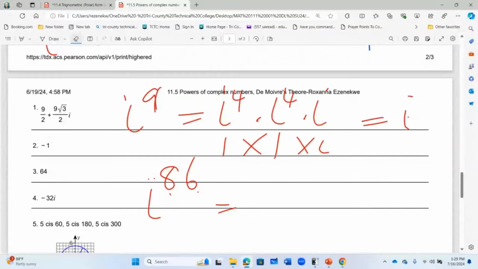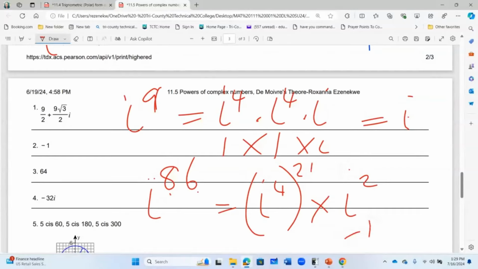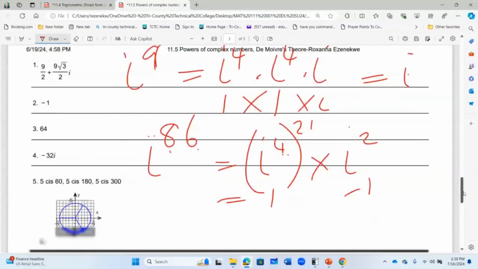I to the power 4, how many times? If I divide by 4, I have 21, then multiply by i to the power 2. 21 times 4 is 84. Then plus 2. I to the power 2, I already know it is negative 1. Any power of i to 4 is 1, so I won't worry about that.